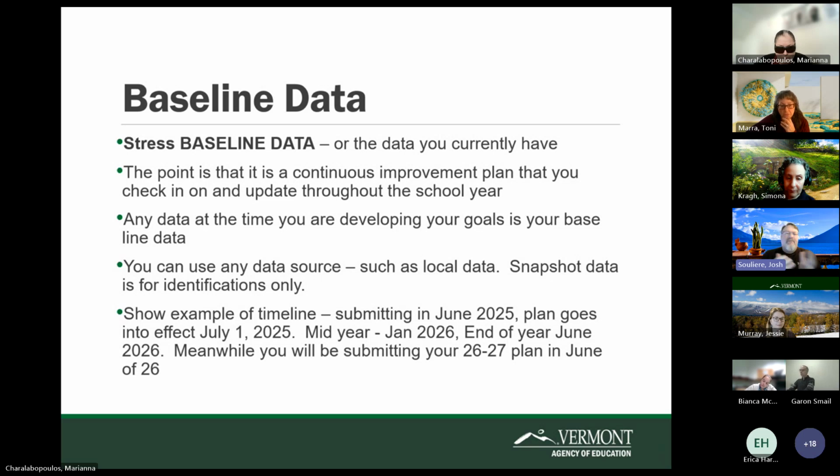So here's an example of when you would use your baseline data when developing your CIP timeline. You develop and submit your CIP using the baseline data you have available to you. So you're doing that in June 2025, and you're doing that to develop the 2025-26 school year CIP. You're going to monitor implementation of that CIP mid-year in January 2026 and at the end of the year. Meanwhile, as you're implementing that plan, you will also be developing and submitting your 2026-27 CIP using the baseline data that's available to you at that time. So the most recent data. So there will be some overlap.